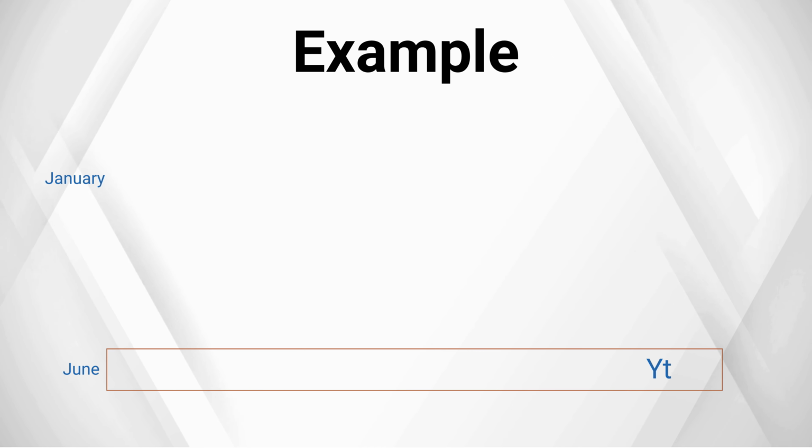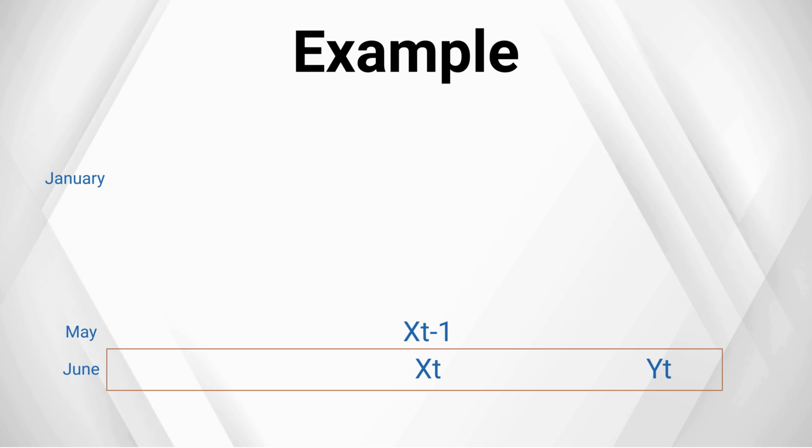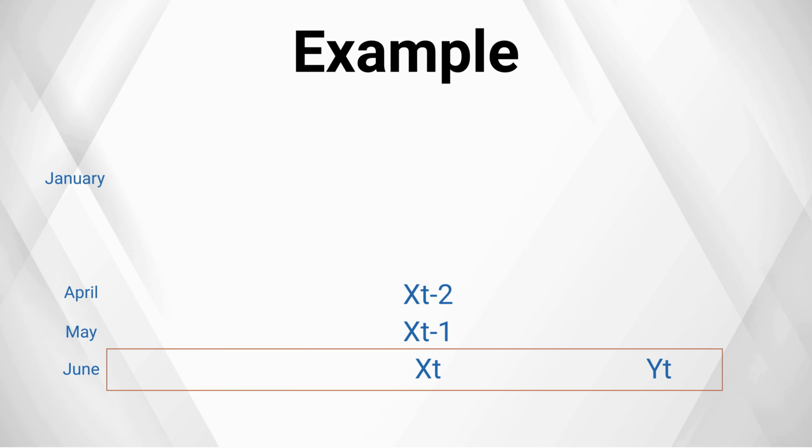Now, if our current period T is June 2025, then Y sub T would be the sales for June, which is $70,000. And X sub T will be the advertising expenditure for June, which is $14,000. But for the distributed lag, we also care about past advertising. So X sub T minus 1 would be the advertising expenditure from May, which was $16,000. And if we included it, X sub T minus 2 would be the advertising expenditure from April at $13,000. This demonstrates how current sales are influenced by both current and past advertising efforts.